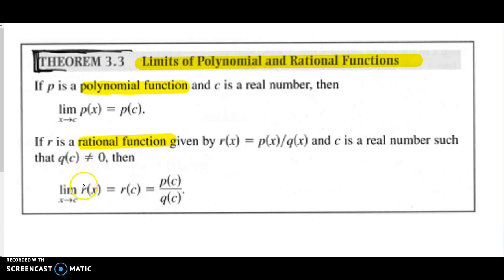As for both of these, we can evaluate the limit because, for example, polynomials, we know that they're continuous and they exist everywhere, right? There are no undefined values in polynomials, which is why we can use direct substitution. Again, and this is why we have this disclaimer here, we're assuming that q of c is not equal to 0. We can do the same thing here for rational.